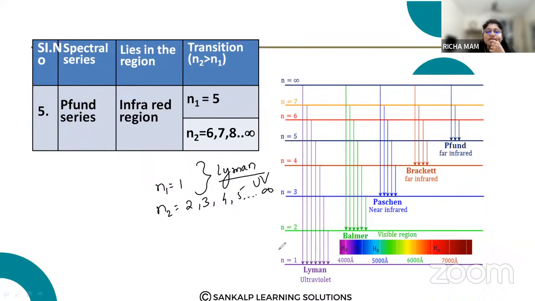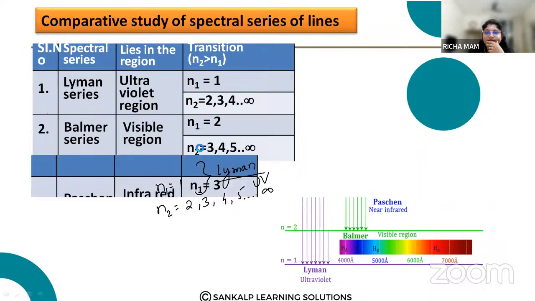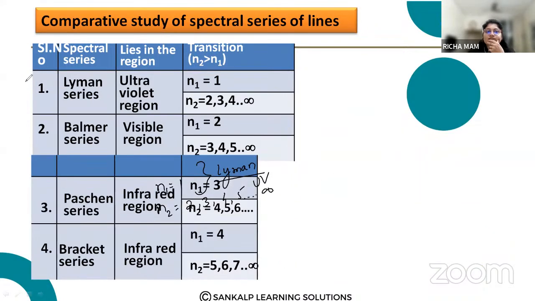So this is our Lyman series. Lyman series, you can see here, falls in which region? Ultraviolet region, where n1 is 1 and n2 is 2, 3, 4 till infinity. Remember this, very important.